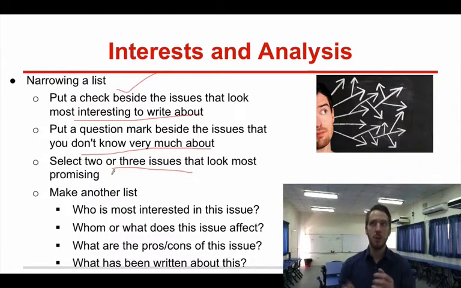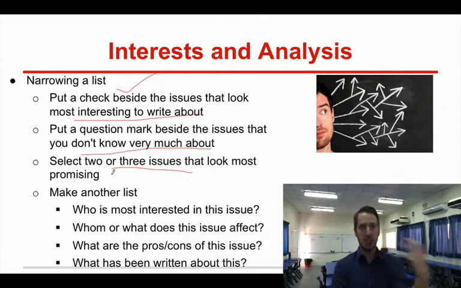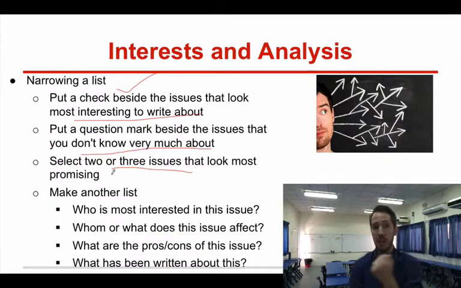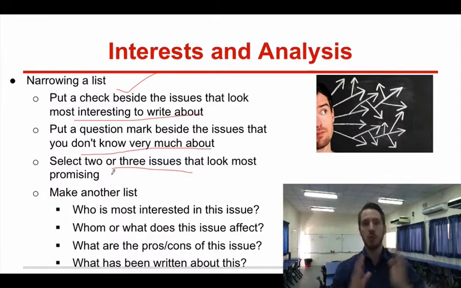Because honestly, you may really start digging into a topic and then realize, you know what, I really can't find good evidence to support these reasons. I need to change my argument. Well, if you don't have 2 or 3 others that you can get to, well, shoot, now you're back at square one. You've lost a lot of time. So let's say you've got those 2 or 3 topics.